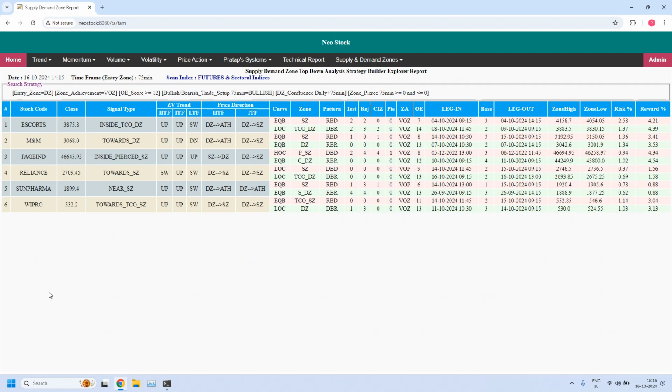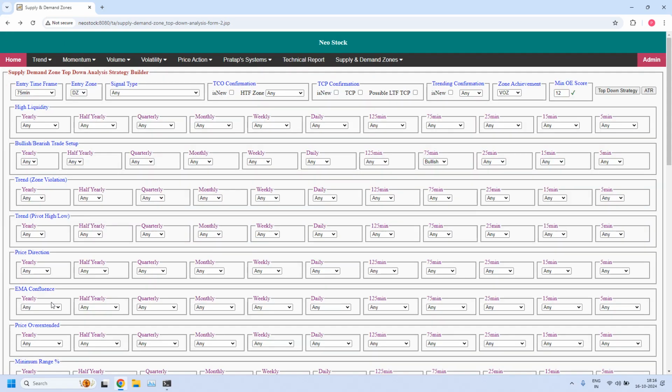So these 6 stocks are currently supporting bullish trade setup for weekly income trade, and also the 75 minutes entry zone is part of the ITF demand zone, that is a daily zone. And the daily trend is up. ITF trend means the daily trend is up. And in all these stocks, if any daily EMA confluence is there, it's a high probability setup. Because the 75 minute zone is part of the daily zone, and daily is having daily EMA confluence, it is an even more high probability setup. So in the EMA confluence, daily time frame, I am setting the filter daily demand zone with daily EMA confluence. Let's verify.